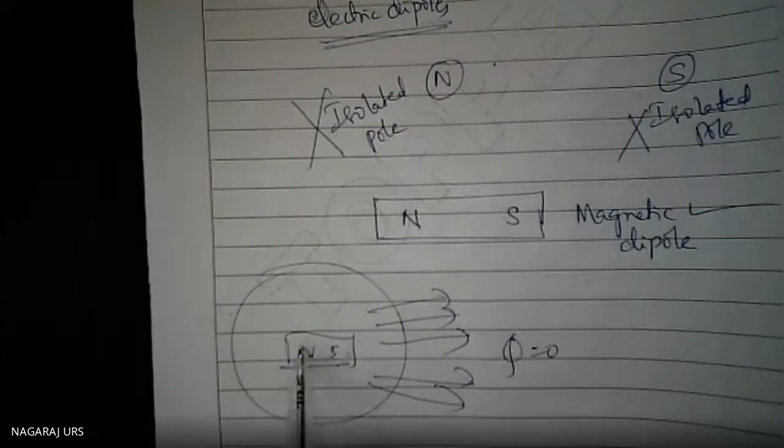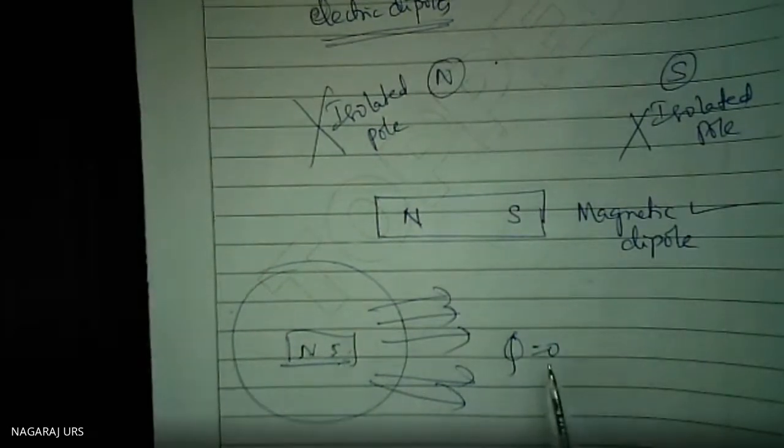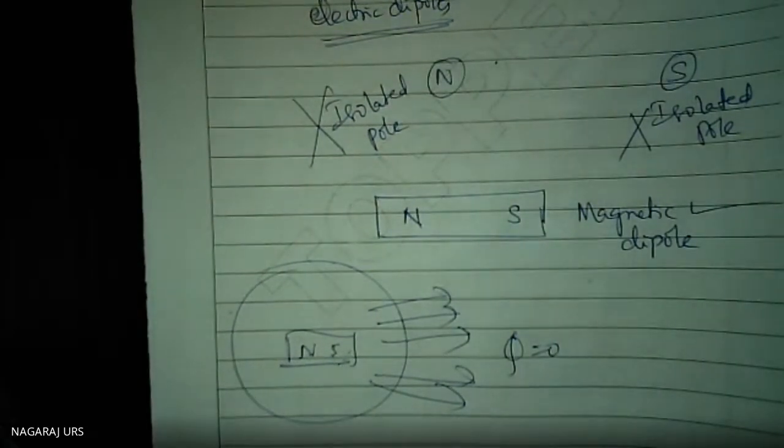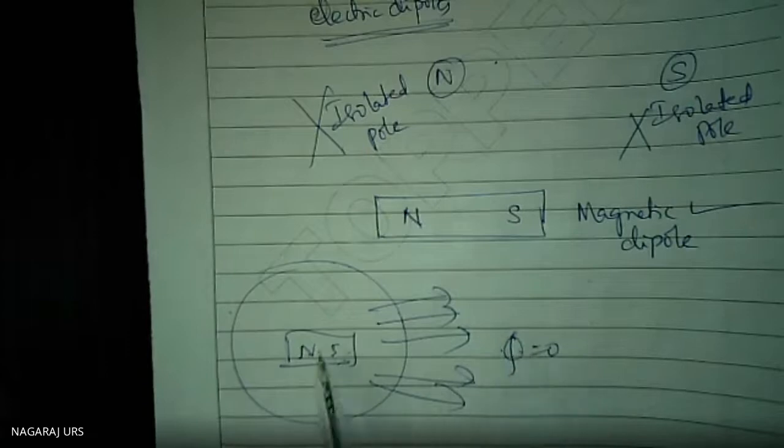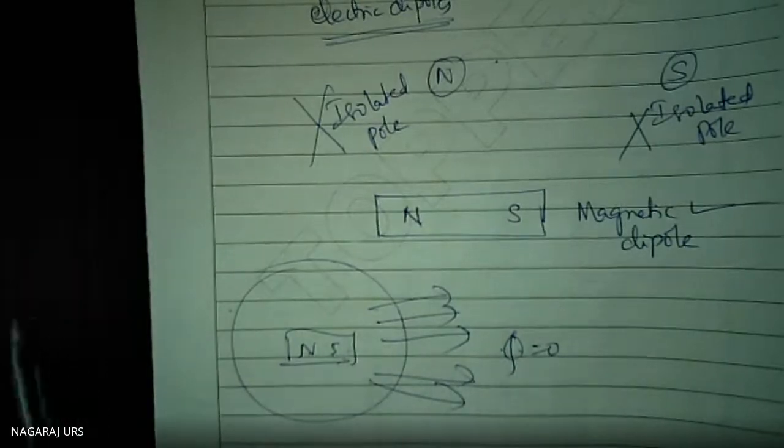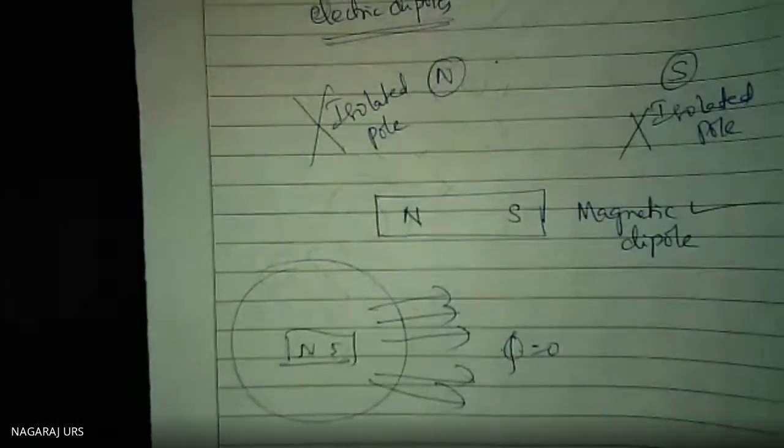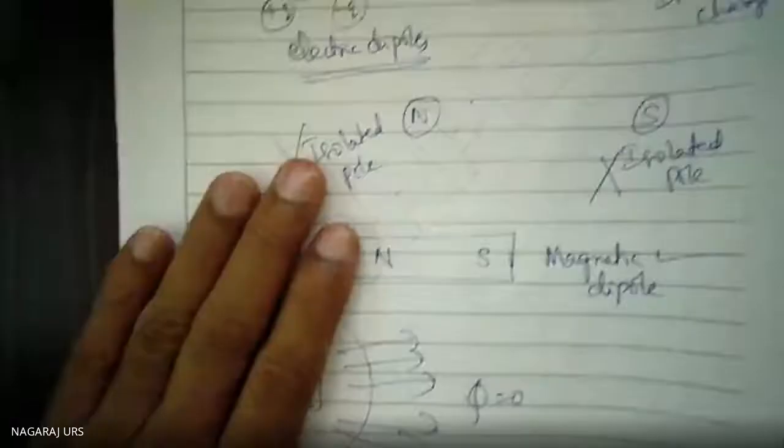If you choose only the north pole, outward flux will be there. If you choose only the south pole, inward flux will be there. But both are present here, so the total magnetic flux is equal to 0. This concept is taken from your second PUC. This is the significance.